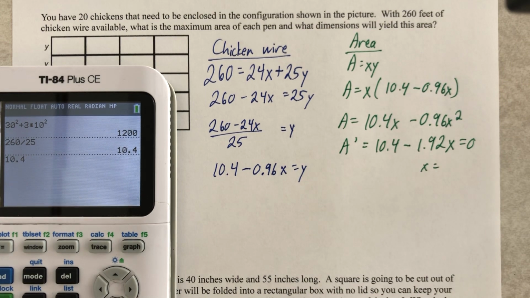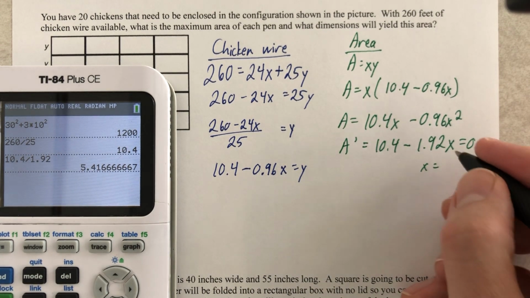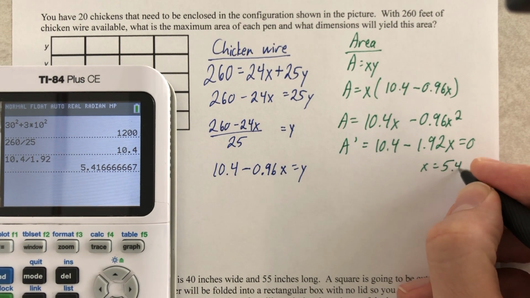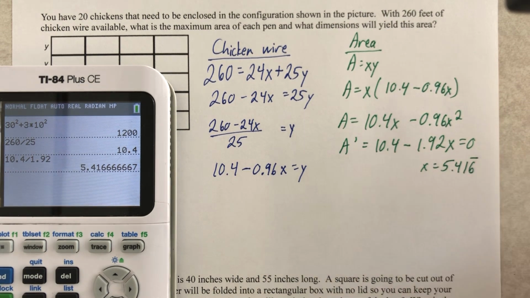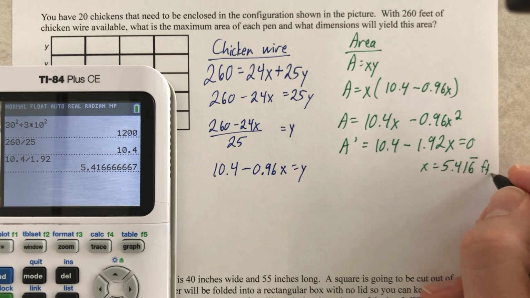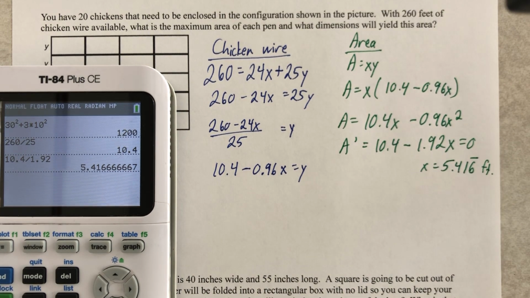And here we go. We're about to get it. There we go. We do have a repeating decimal, but we'll deal with it. 5.416 repeating feet. Every x value is 5.416.